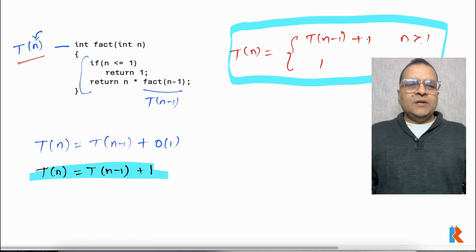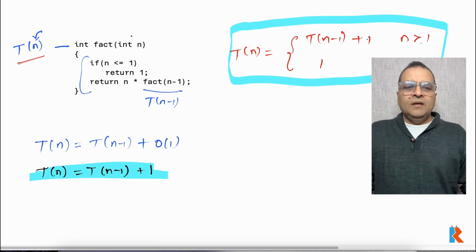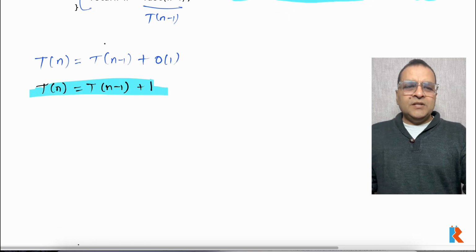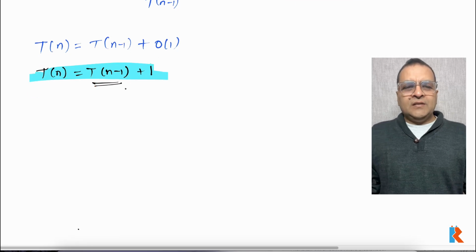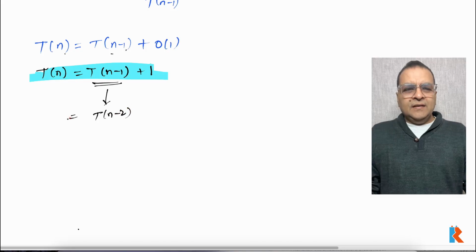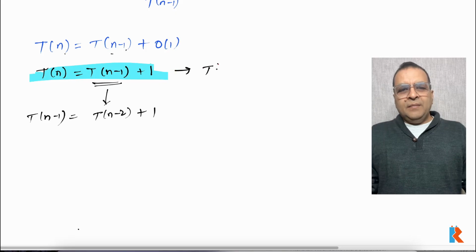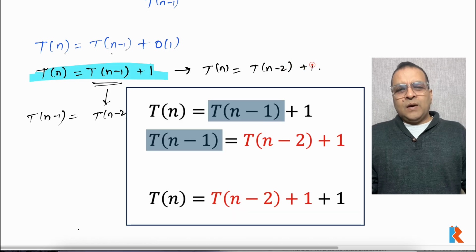There are two ways of solving this equation. One way is to use the substitution method. Substitution method means that you substitute the value of T of n minus 1 in terms of T of n minus 2. Because T of n is defined in terms of T of n minus 1, we can define T of n minus 1 in terms of T of n minus 2. So the time taken for n minus 1 is equal to the time taken for n minus 2 plus 1. So this equation becomes T of n equals T of n minus 2 plus 1 plus 1, plus 1 for this and plus 1 for this.